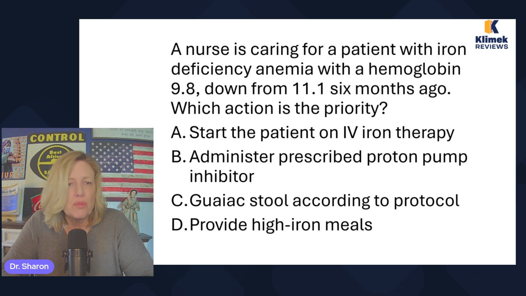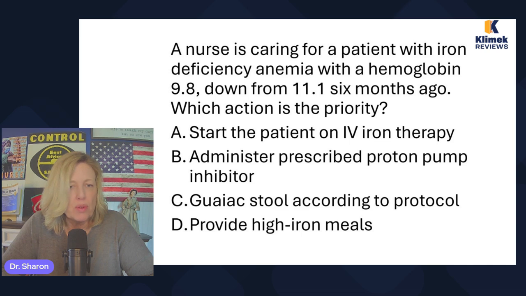A nurse is caring for a patient with iron deficiency anemia with a hemoglobin of 9.8, down from 11.1 six months ago. Which action is the priority? Okay, so their hemoglobin has dropped. Start the patient on IV iron therapy, maybe. Administer prescribed proton pump inhibitor, maybe. Doesn't say anything about GI bleed.